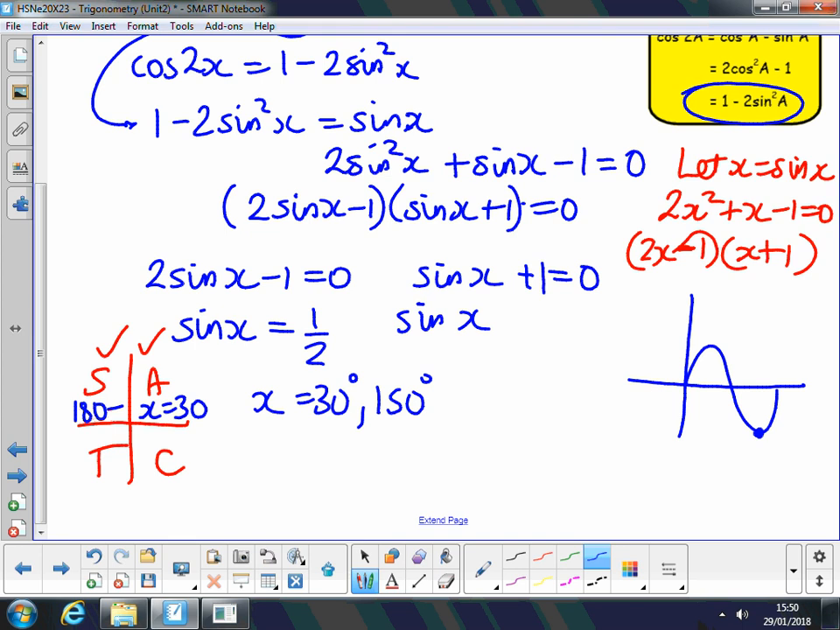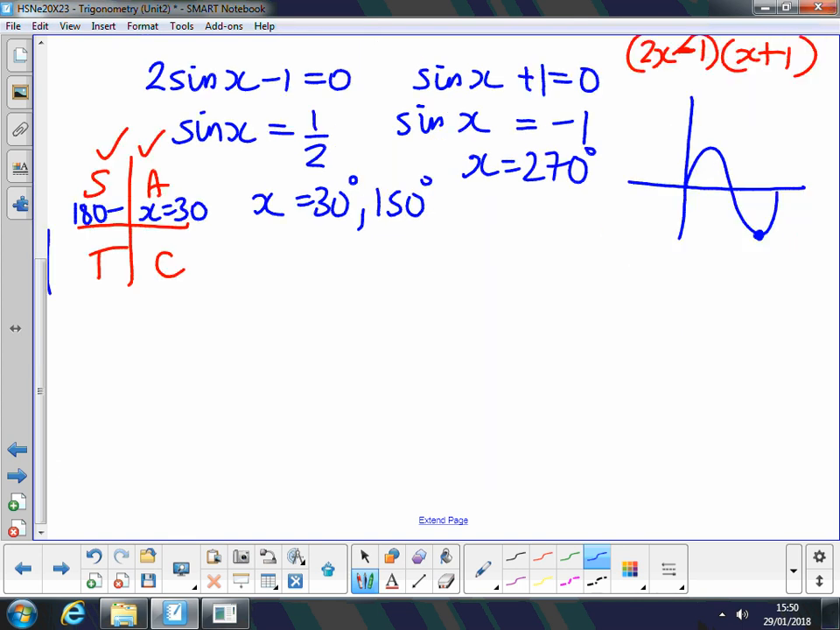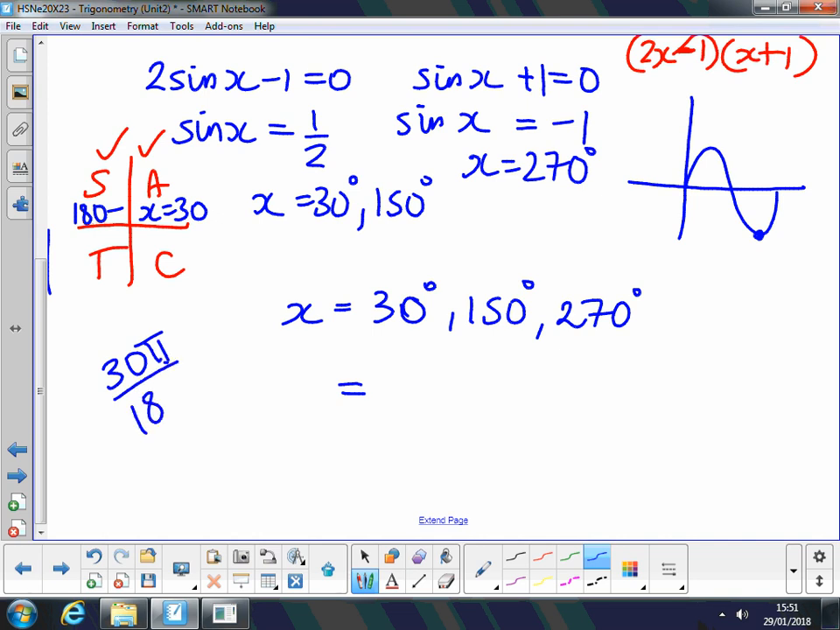Sorry, I should have actually rearranged that first. So sin x is equal to -1 when x is equal to 270 degrees. So x is equal to 270. So let's bring all our answers together in numerical order. So x is equal to 30 degrees, 150 degrees, and 270 degrees. And again, your question asks for radians, so change it into radians if you're not too sure. 30 pi over 180, simplify dividing by 30, so that would give you pi over 6, 5 pi over 6 and 3 pi over 2.